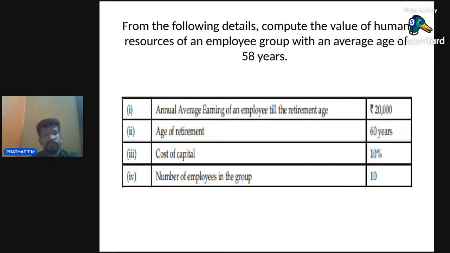Here the question is, they are given a question from the details present below. Determine the value of human resources to Take Care Company Limited. The company name is Take Care. Use Lev and Schwartz's present value of future earnings model. I told you about this when I was discussing Lev and Schwartz's model.